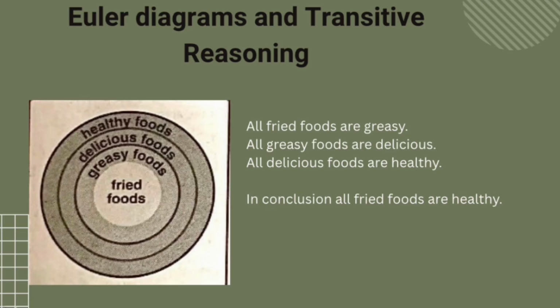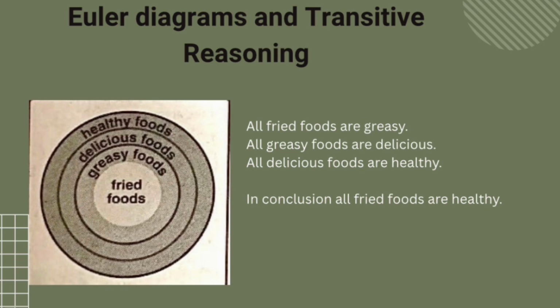Now, let's move on to how to use Euler diagrams in transitive reasoning. The provided Euler diagram shows concentric circles representing the sets: fried foods, greasy foods, delicious foods, and healthy foods. The innermost circle, fried foods, is entirely contained within the outermost circle, healthy foods. This visually demonstrates that all fried foods are also healthy foods. Therefore, the argument is valid.